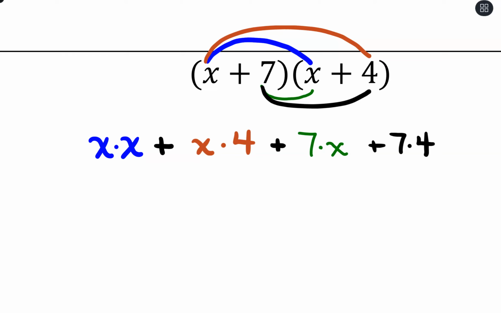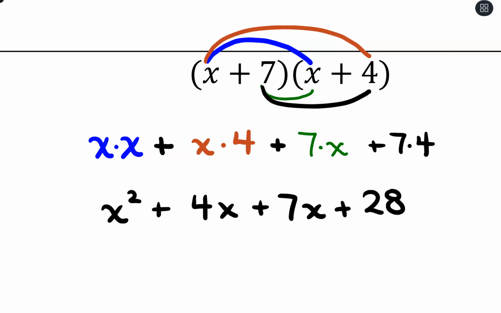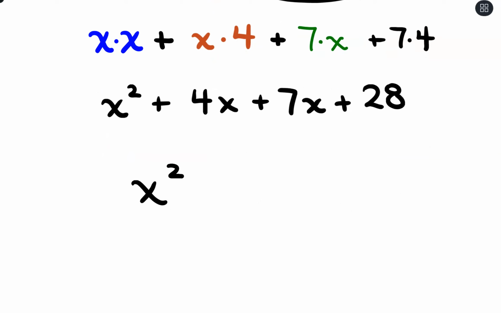So what we did is, if you look at this x plus 7, x multiplied each piece in there, and then the second piece, 7, multiplied each piece in that other set of parentheses. So it is kind of distributing, it's just distributing each of the terms of the binomial. Simplifying this, we'll have x squared plus 4x plus 7x plus 28, which is x squared plus 11x plus 28.